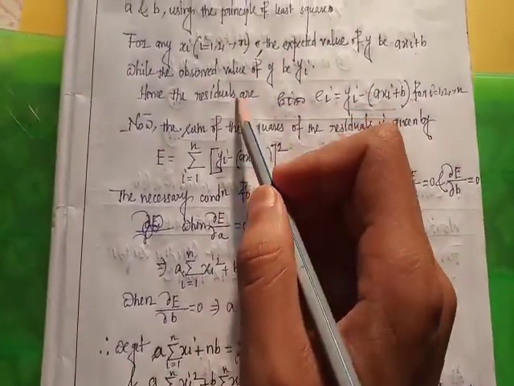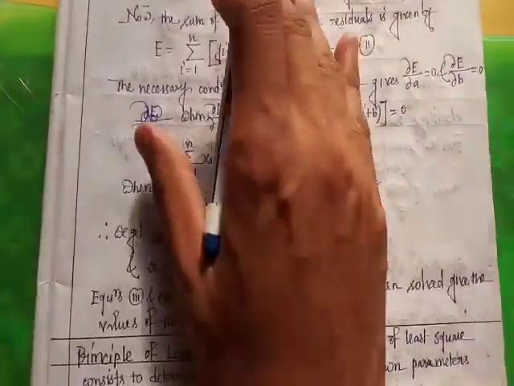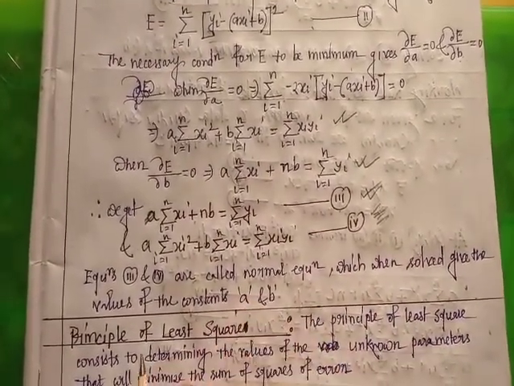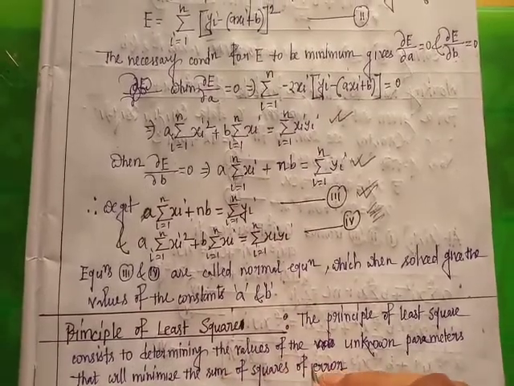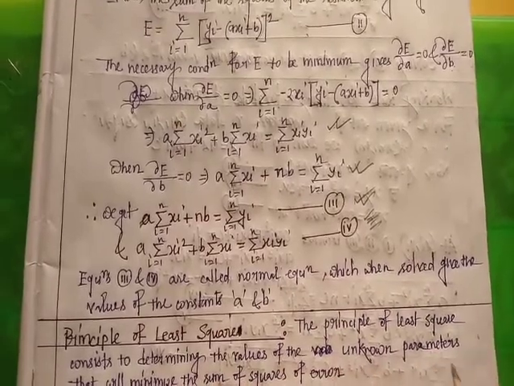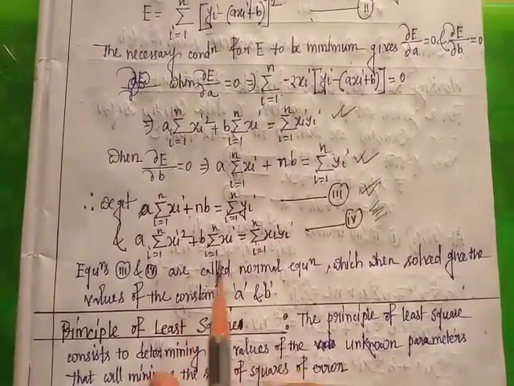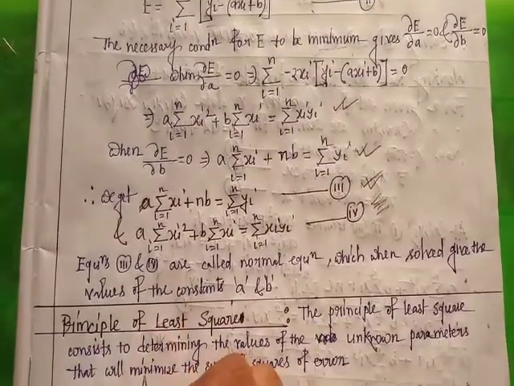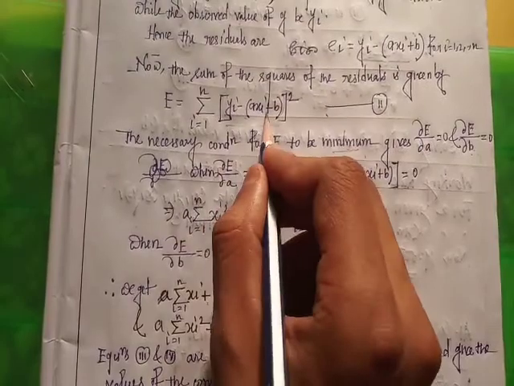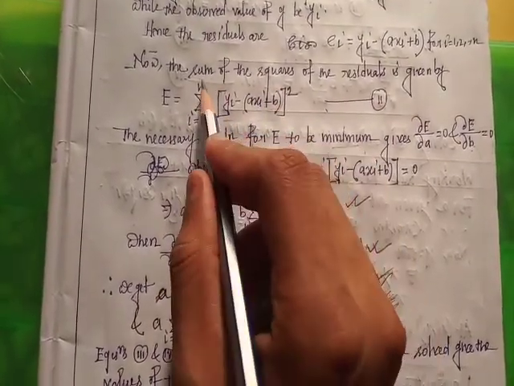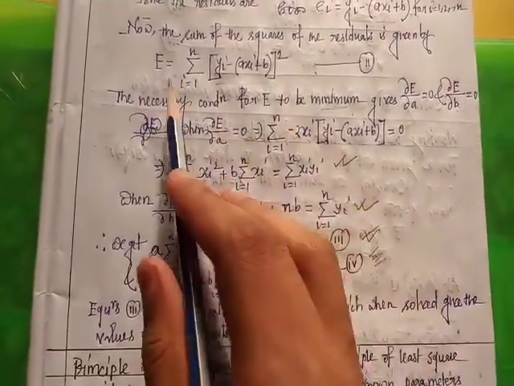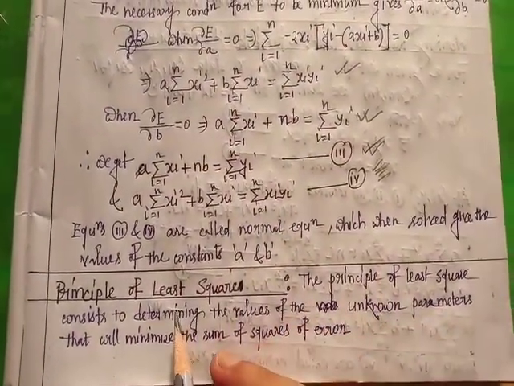Next is the principle of least squares. So what is the principle of least squares? The principle of least squares consists in determining the values of the unknown parameters, here a and b, that will minimize the sum of squares of error. The sum of squares of error is denoted by E. Here we minimize E. So this is the statement of the principle of least squares.